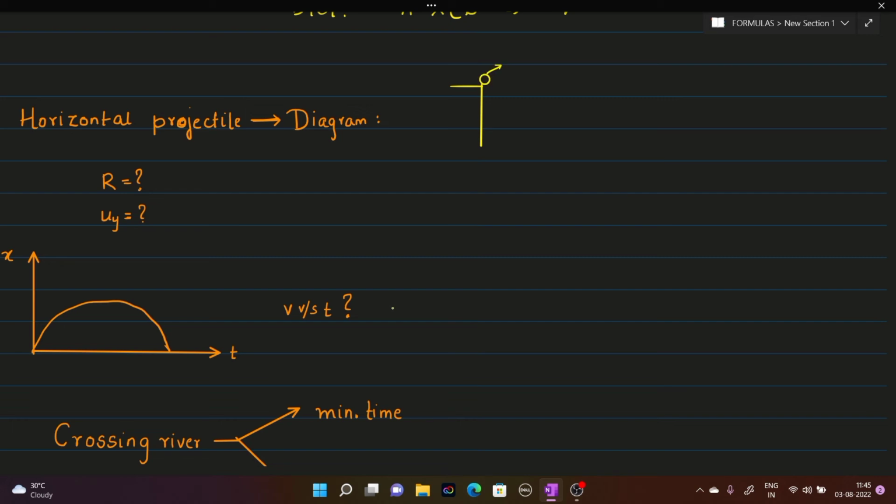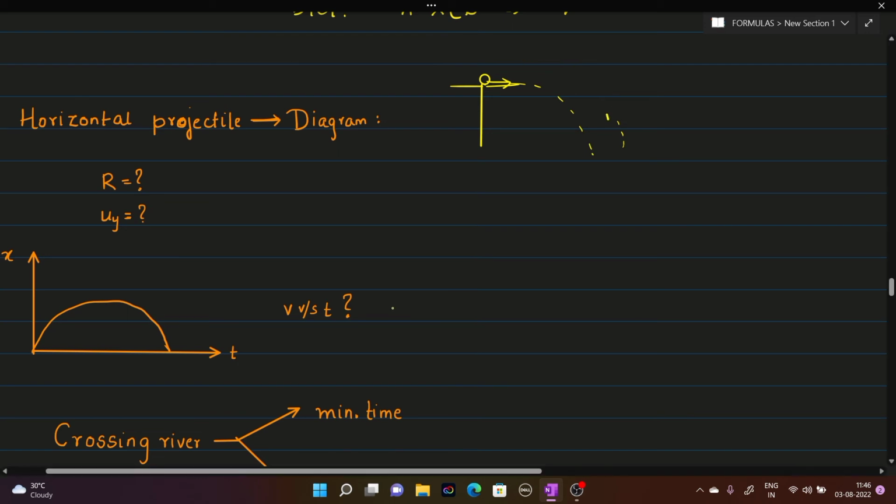This object we are throwing follows this path and falls on the ground. This type of projectile is at a particular angle, an angle theta. This can also be considered a horizontal projectile, but we take the basic case in which we directly throw it straight like this and it falls downwards. So this is nothing but a horizontal projectile.